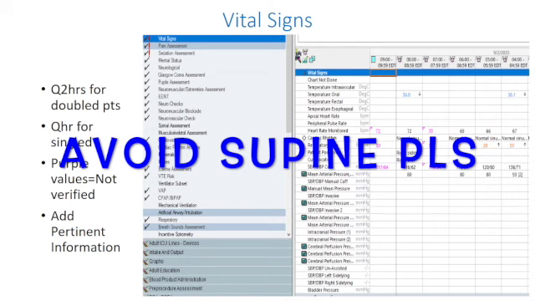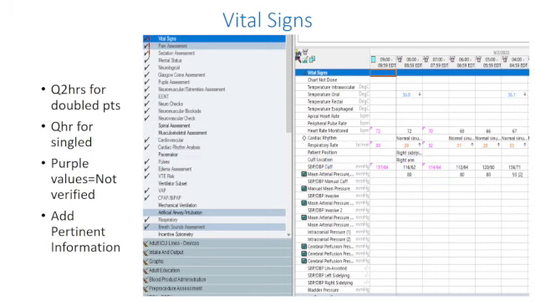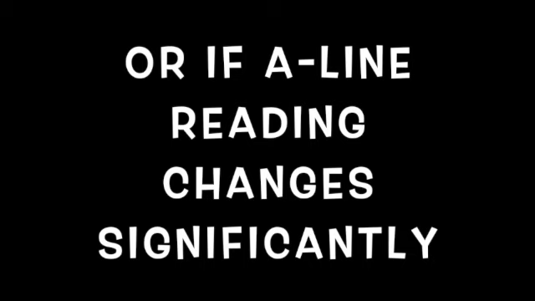Cuff location, you only need to document once a shift. Just say where the cuff is located, because as you all know, if the cuff is on the leg, it's going to give you a different value than when it's on the arm. If you do have an A-line, you have to make sure to get at least one cuff value to make sure that it's correlating with your A-line. Once those numbers correlate, you do not need to continuously get a cuff blood pressure. You can go by your A-line values.